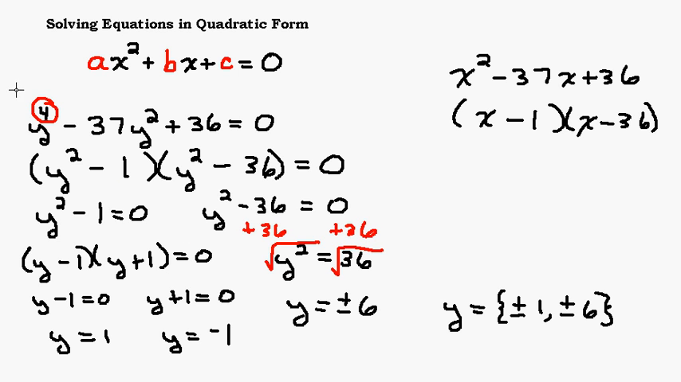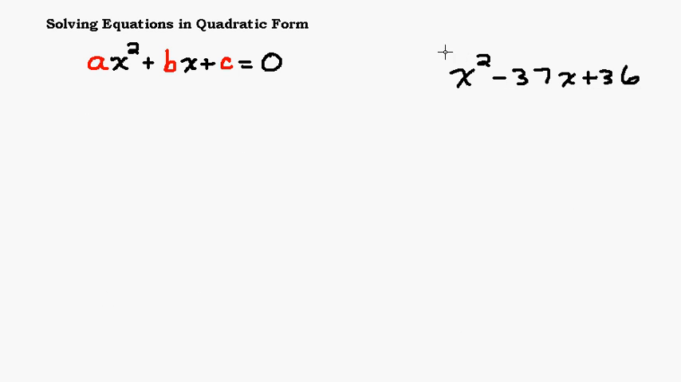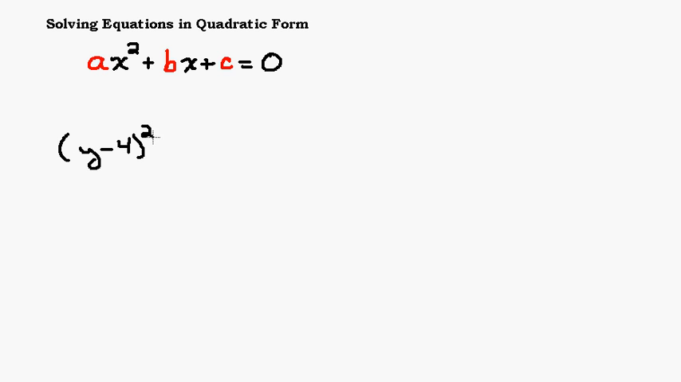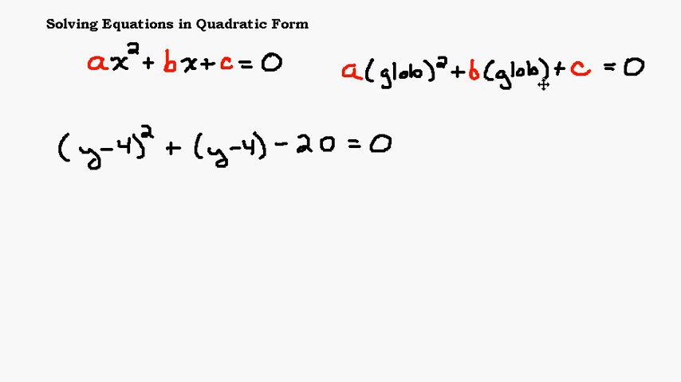All right, let's look at a little different example, one that's a little more complicated, I think. Let's say we have the quantity y minus 4 squared plus y minus 4. I'm going to put that in parentheses, minus 20 equals 0. Now, one thing you could do to solve this is you could FOIL all this out and then combine like terms and see what you have left. But there's a little method here that we're going to use.